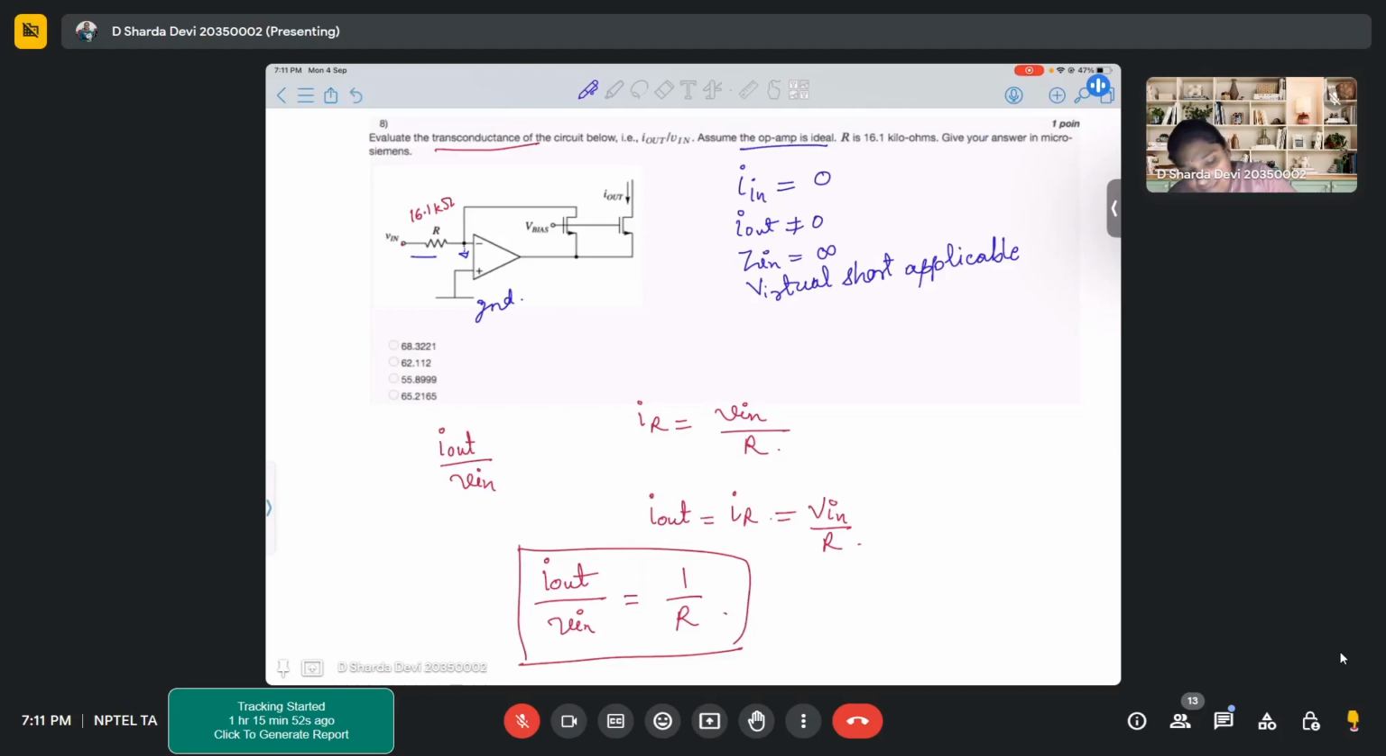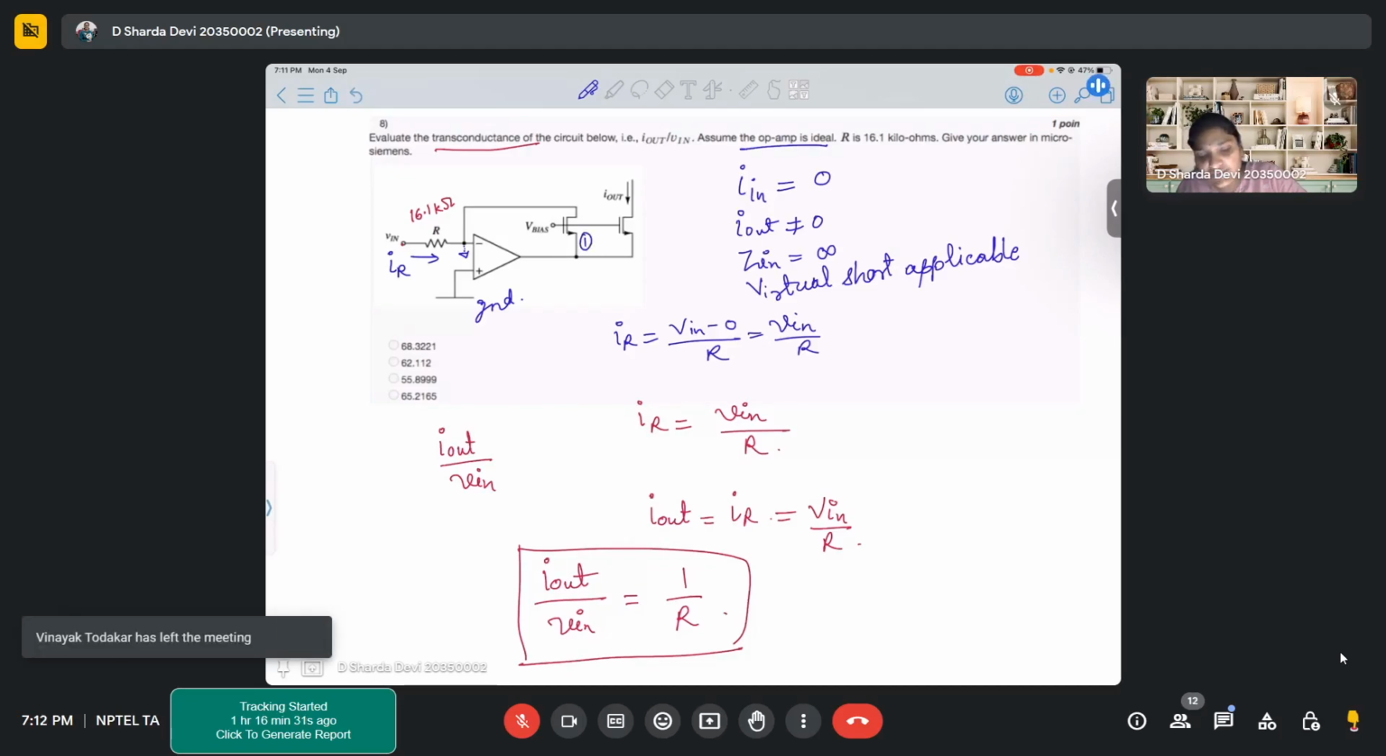So the current flowing through this resistor will be how much? IR will be Vn minus 0 by R, that is Vn upon R. Now we know that there is no current flowing inside the op amp. This point is not a real ground, so the current will not sink into that ground. So this current will flow and reach the first transistor as its drain current.